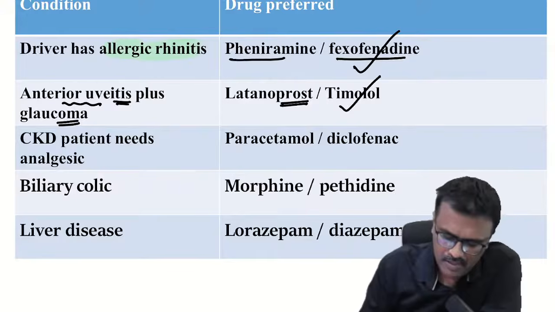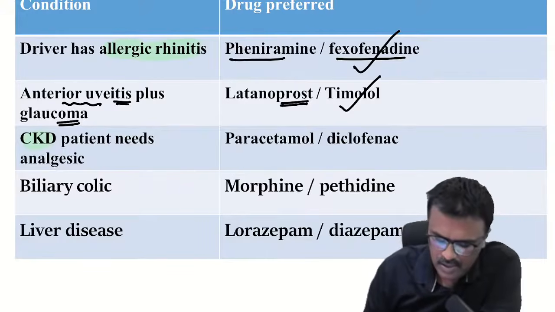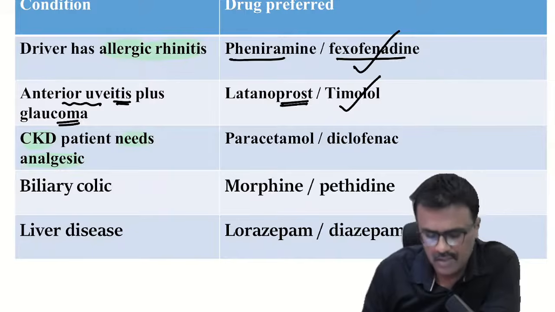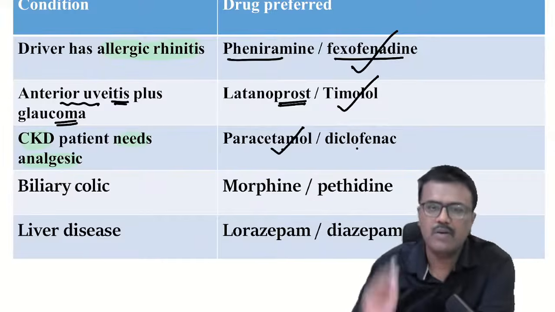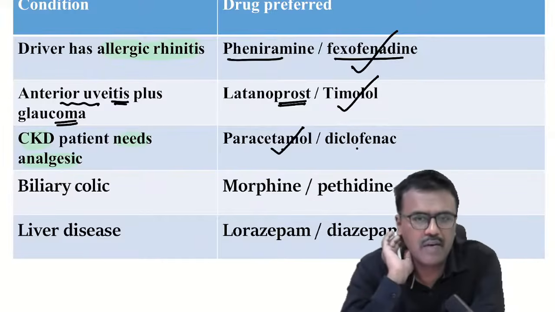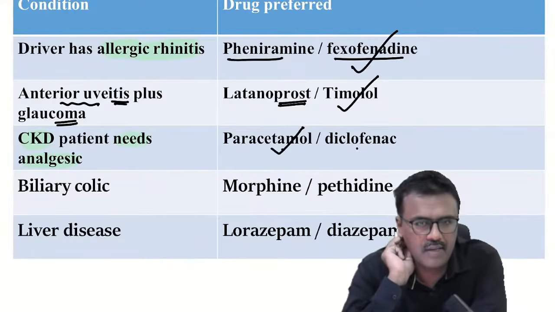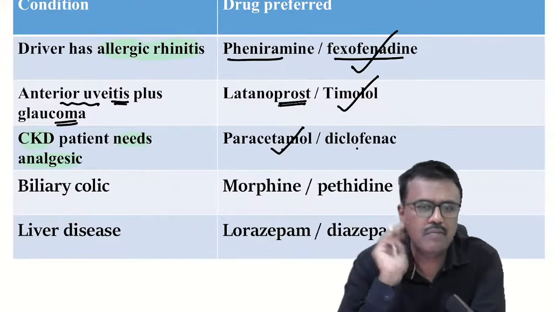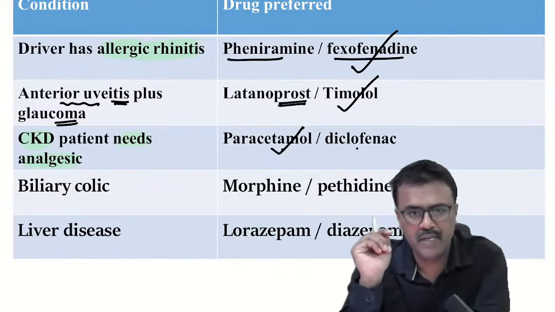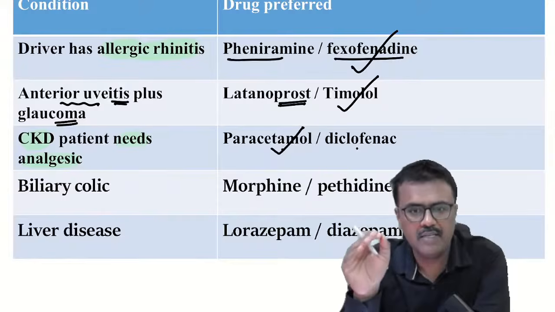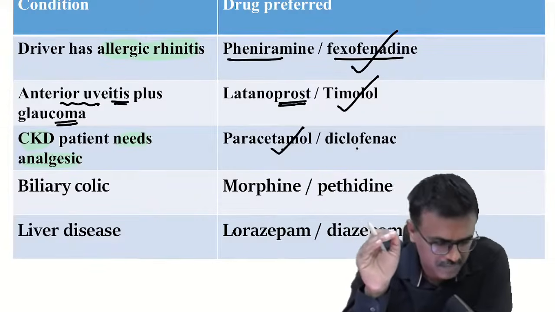A patient is having kidney disease and he has to be given painkiller, analgesic. So will he give paracetamol or will he give diclofenac? I will give paracetamol because it's not going to cause analgesic nephropathy. But diclofenac I don't want to give because it is known to produce analgesic nephropathy. The safest analgesic NSAID in CKD patients is paracetamol.